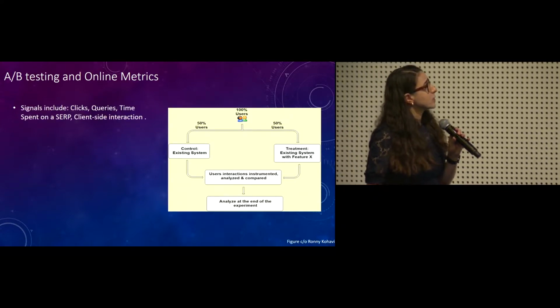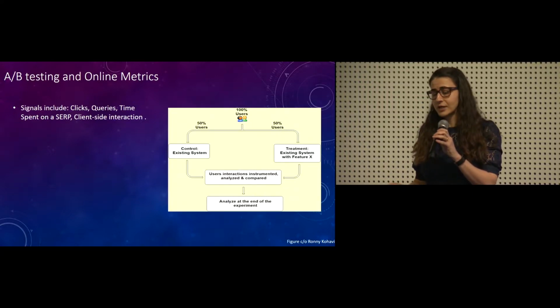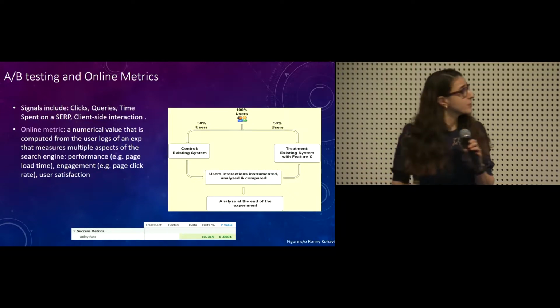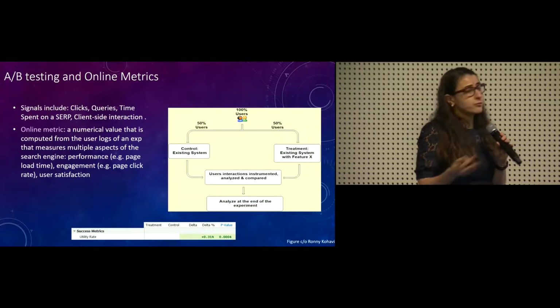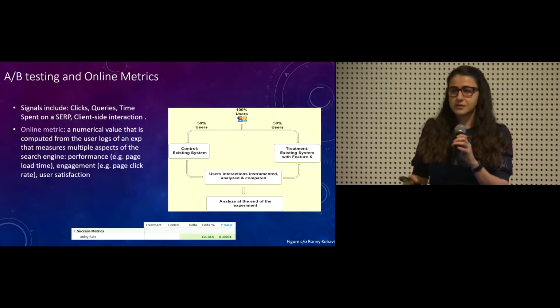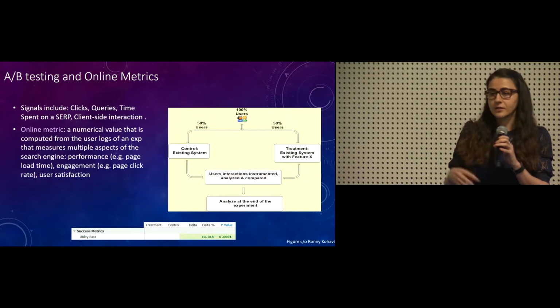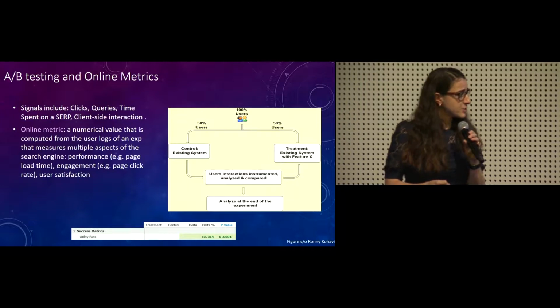Some of the signals that we collect are clicks, queries, how much time the user spent, any kind of client-side interaction that we can get. And then we try to produce online metrics from these. Our online metrics are really simply numerical values that take all of these signals into account and try to produce metrics that measure multiple aspects of the search engine. So we can measure performance. This tests the health of the system, so page load time, error rates, and stuff like that. We can measure interaction, engagement from the user. So this is like page click rates, click-through rates, and so on. And also we measure user satisfaction. And at the end of the experiment, we produce these.